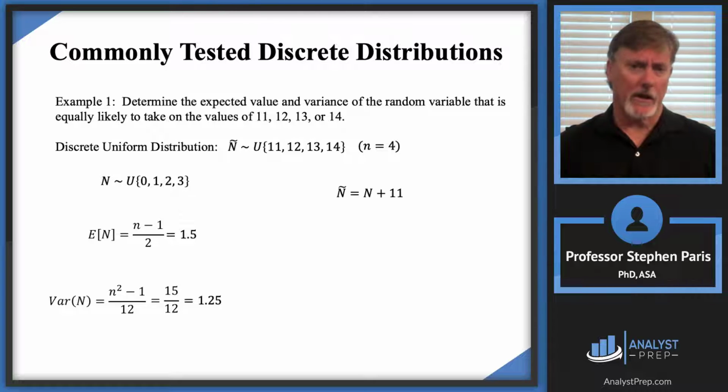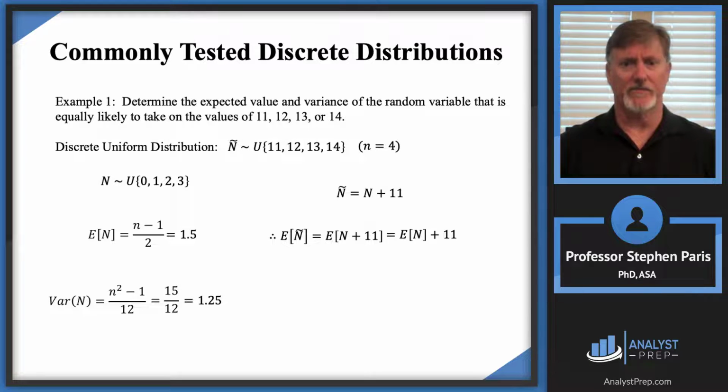Okay, so let's use some properties of expected value and variance. The expected value of N tilde is the expected value of cap N plus 11, and by properties of expected value I can take a term-by-term expected value. So I get the expected value of cap N plus 11. The expected value of 11 is 11, and the expected value of cap N is 1.5. So I'm just adding 1.5 to 11 to get 12.5.